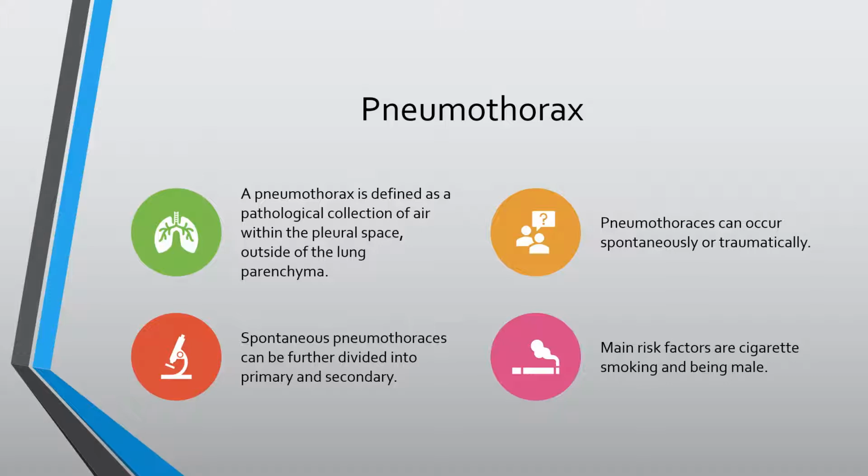The spontaneous pneumothoraces can be divided into primary and secondary. Primary means there's no underlying lung disease, secondary means that the patient already has a diagnosis of COPD, some other form of bullous disease, or malignancy. And the two biggest risk factors for pneumothorax are smoking and being male.